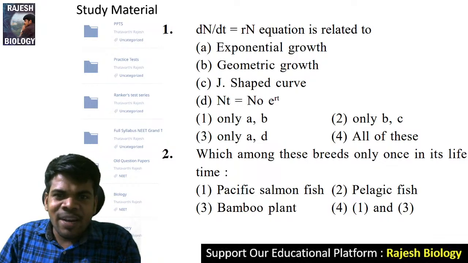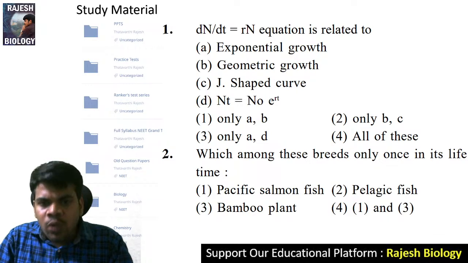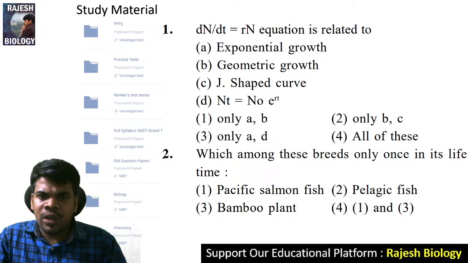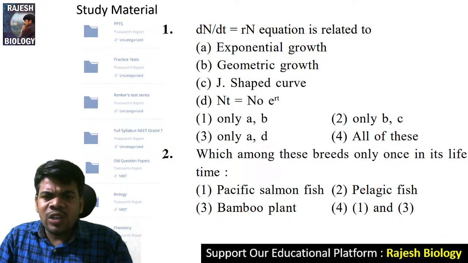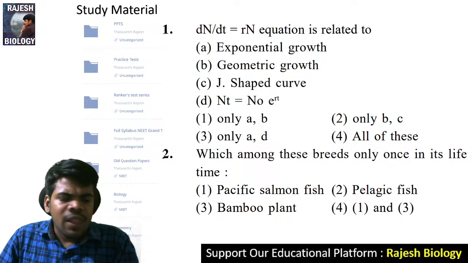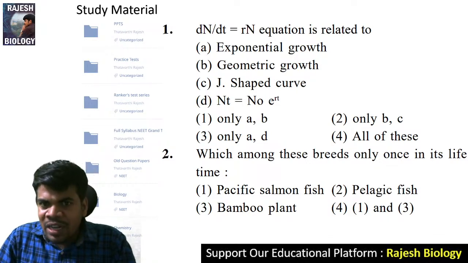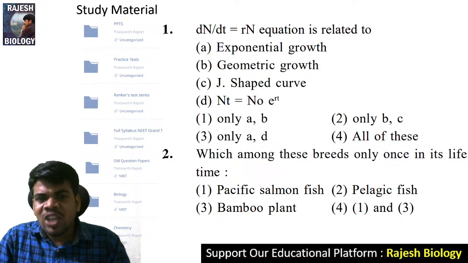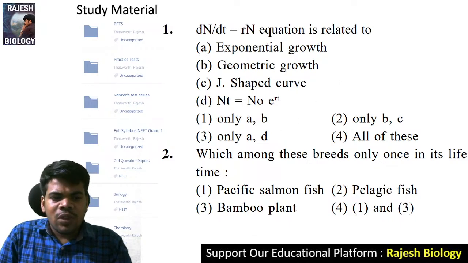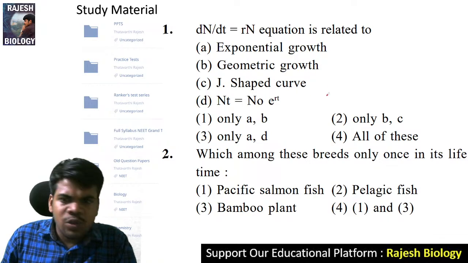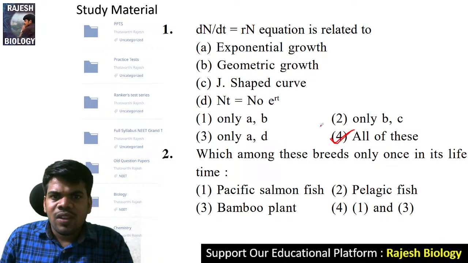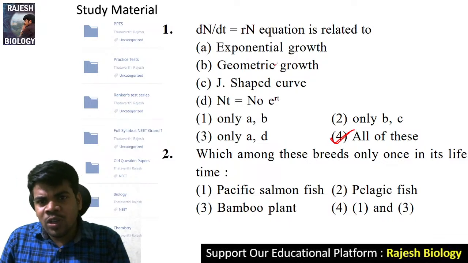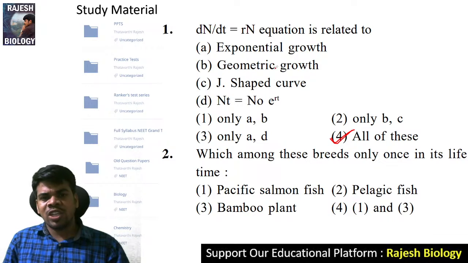First one: dN/dt equals rN equation is related to exponential growth, geometric growth, J-shaped curve, and Nt equals N naught e power rt. Actually, all are related to dN/dt only. So it is the exponential growth, geometric growth, J-shaped curve. The right answer is all of the above. Another one is logistic growth, but all of these are related. Exponential growth is also called geometric growth, or it shows the J-shaped curve.